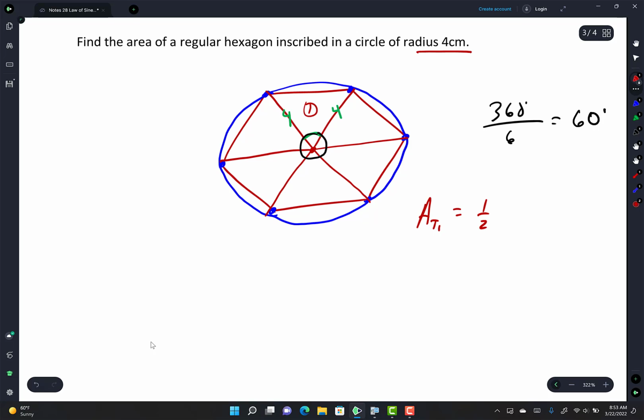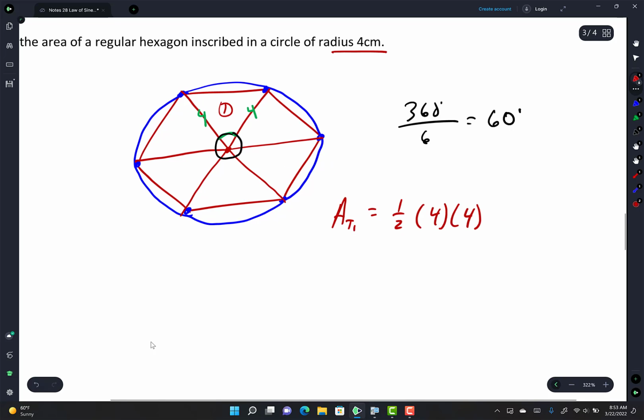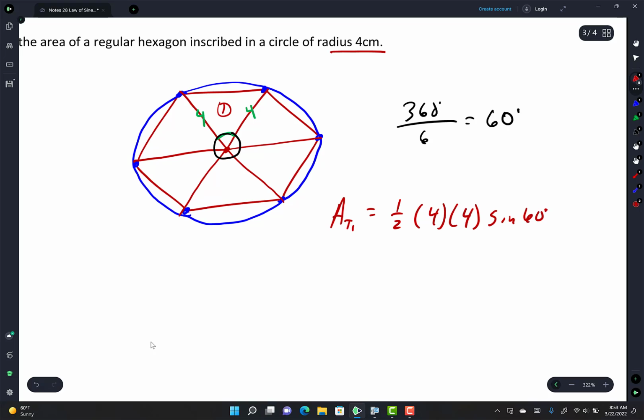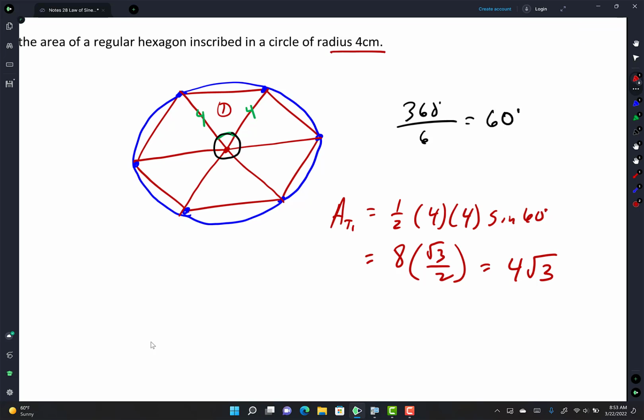is 1/2 side times side, sine of 60. You don't need a calculator for this. 1/2 of 4 is 2. 2 times 4 is 8. Sine of 60 is square root of 3 over 2. And then 2 goes into 8 4 times. So 4 square root of 3. But that's the area of one of the triangles inside that hexagon.